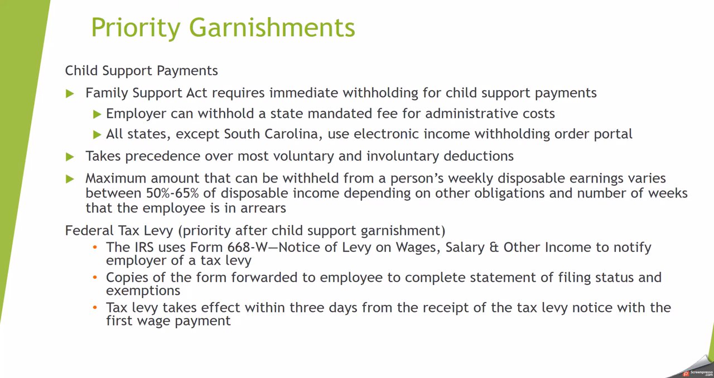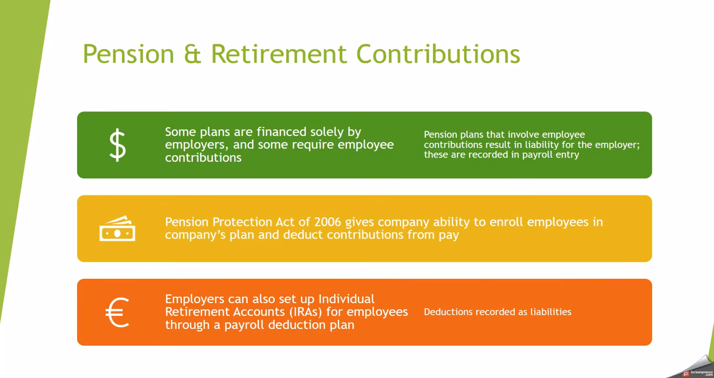Then there's the federal tax levy, which would come after the child support is already paid, and the IRS is going to send a form to the employer to notify them of this levy. Copies are also sent to the employee, so everybody knows that it's coming, and it would take effect 3 days after the receipt. Then pension and retirement are also very common deductions to have out of your paycheck.